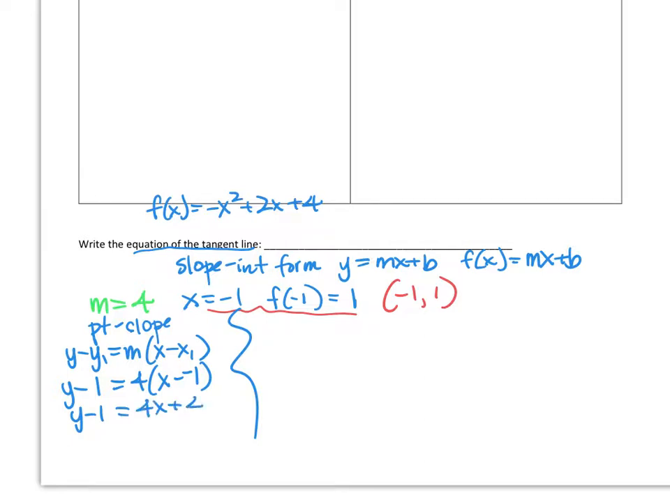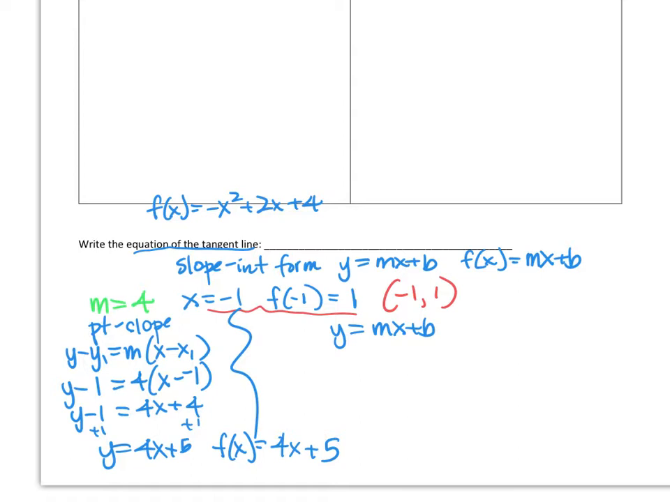4x plus 4. Add the 1. Y equals 4x plus 5. Hold on, let me make that a little bit nicer. Okay, here we go. And then to write it in function notation, we would have f of x equals 4x plus 5.